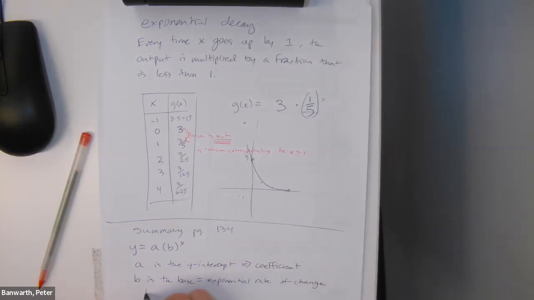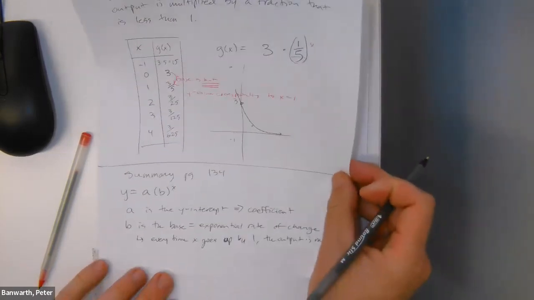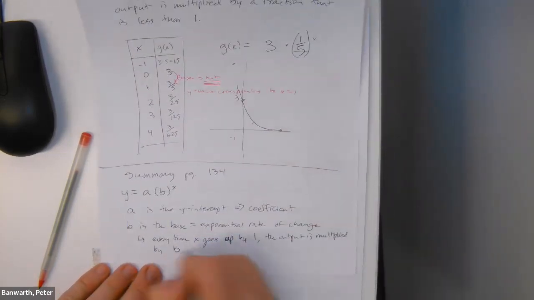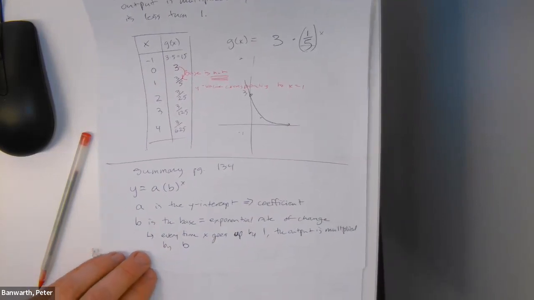And the exponential rate of change tells you every time x goes up by 1, the output is multiplied by b. And that's about all you need to know for our summary.